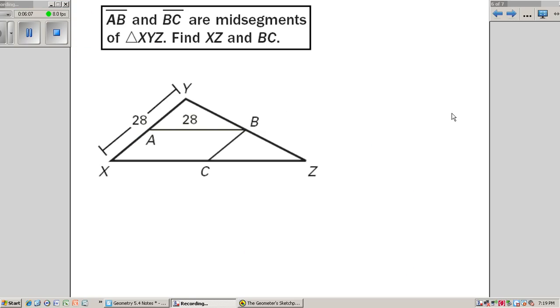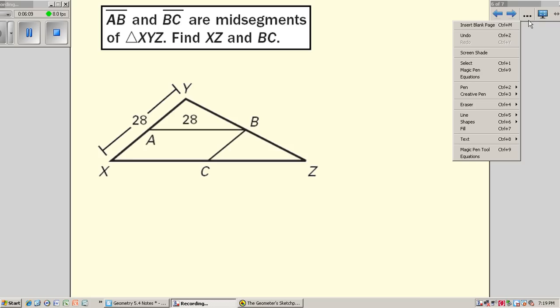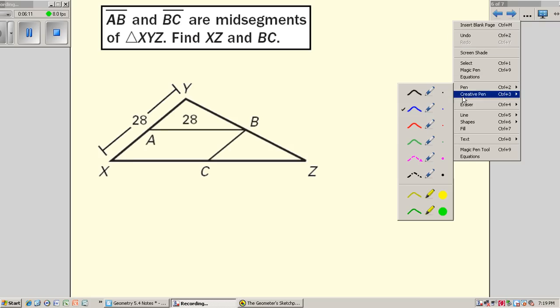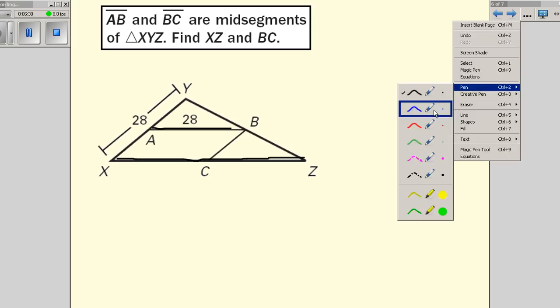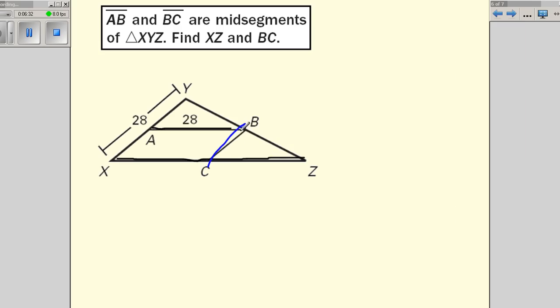Another and possibly simpler problem that you would have to do involves just identifying midsegments and properties of midsegments, and applying them. Here we're told that AB is the midsegment, and the third side that matches up with AB is going to be XZ. And that's always a good thing to mark in your diagram so that you don't get mixed up. BC is also a midsegment, and the third side that corresponds with that midsegment is XY. And they ask you to find the measurements for XZ and BC.